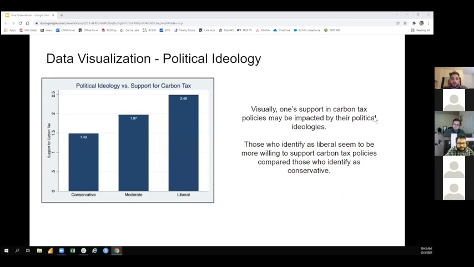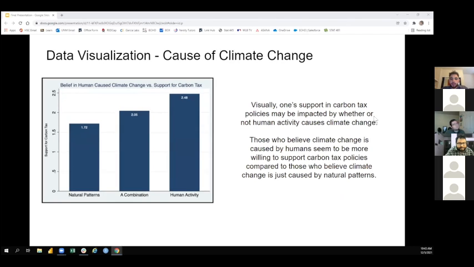And so here we can see with our data visualization that there is a trend line between political ideology and the support for carbon tax. And so we can see that as an individual identifies as more liberal, their support for carbon tax increases. And then on the next slide, we can also see that belief in human-caused climate change does also impact the probability of an individual to support a carbon tax. And so we can see that as an individual identifies that they believe anthropogenic climate change is caused by more human activities, their support for a carbon tax does increase.